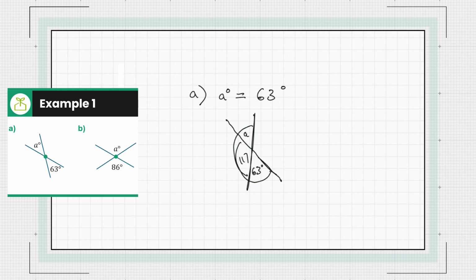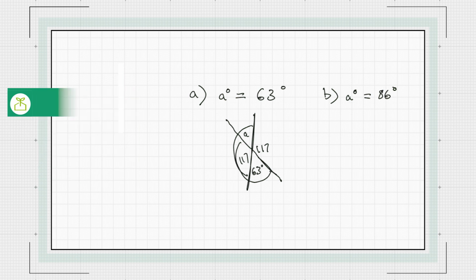Alright, so when these two lines meet, they create pairs of vertically opposite angles. You can probably guess that the angle over there would also be equal to 117 degrees. So if we look at B, what is A going to be equal to? Well, it's vertically opposite to 86, so it must be equal to 86 degrees.